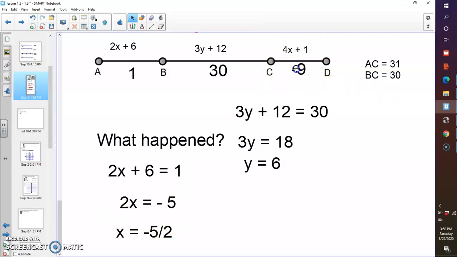One thing we can never have is a negative distance. So in this case, we would argue the problem is flawed. I still did it correctly mathematically using the segment addition postulate, but unfortunately, when you get a distance that is negative, that basically means you have a flawed problem with no solution.